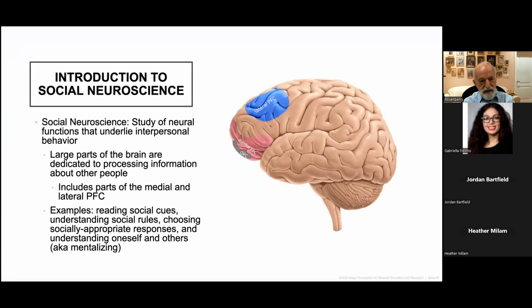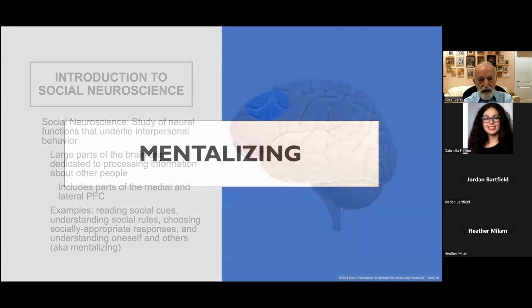Social neuroscience is defined as the study of neural functions that underlie interpersonal behavior, so between persons. Large parts of the brain are dedicated to processing information about other people, including parts of the medial and lateral prefrontal cortex. And examples are reading social cues, understanding social rules, choosing socially appropriate responses, and understanding oneself and others. Next slide.